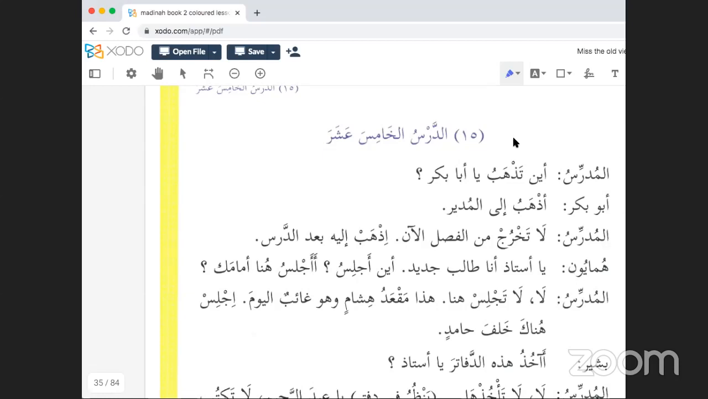Barakallah Fik. So here we have the first example of La and Nahiya. He said, لا تخرج من الفصل الآن. Don't leave the class now. اذهب فعل أمر، إليه بعد الدرس. Go to see him. Go to him after the class. طيب.